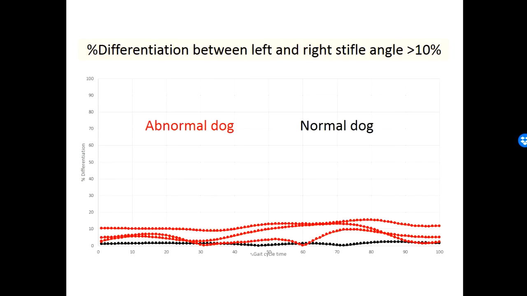During the study, we accidentally found 3 dogs with subclinical lameness in the hind limb. All of these dogs have a percentage of differentiation between the left and right stifle angle of more than 10%. So we suggest that 10% of differentiation might be used as a cutoff for lameness detection in routine. Anyway, this is just a result from only 3 subclinical lameness dogs. It requires further study to provide more information.